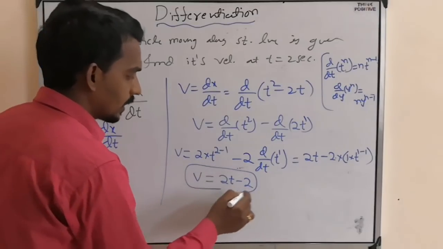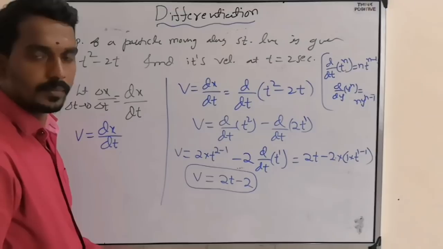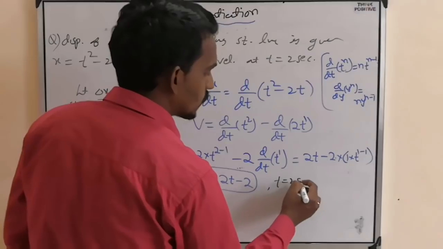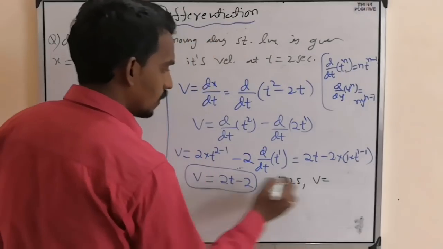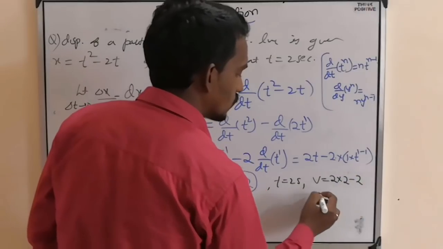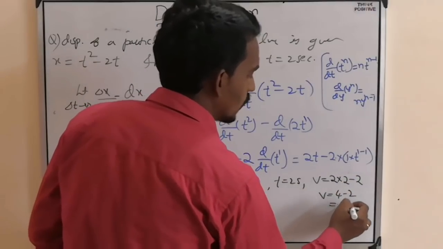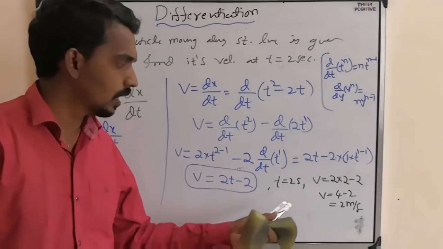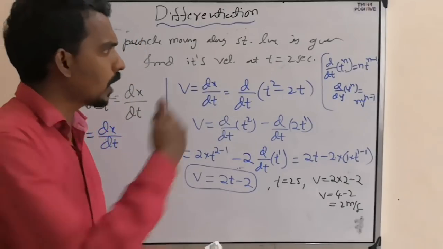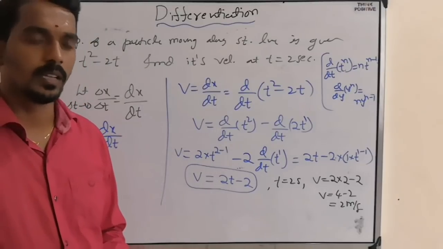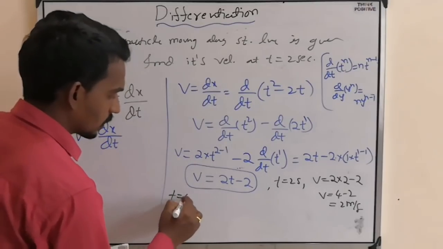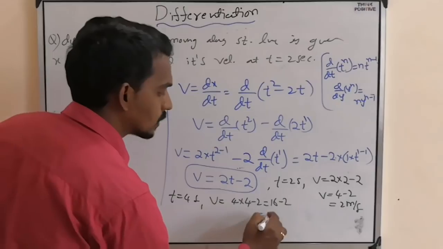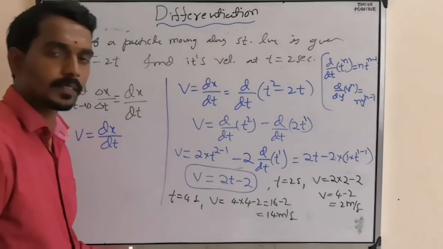Now this is the instantaneous velocity at any one time. But they are asking at what time? At t equal to 2 seconds. Substitute. So 2 into 2 minus 2 equal to 4 minus 2, that is 2 meter per second. So what is the velocity? 2 meter per second. At what instant? At 2 seconds. Or at 4 seconds, suppose they are asking. Then v equal to 4 into 4 minus 2, 16 minus 2. How much? 14 meter per second.